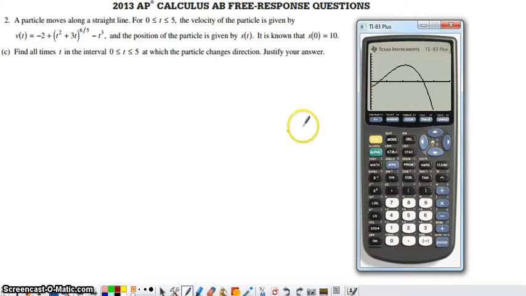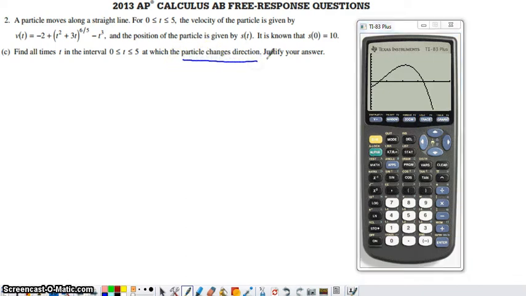And if you think about the graph of velocity and being asked to determine where the particle changes directions, the particle changes directions anytime the rate of change of the position of the particle changes signs. The rate of change of position is velocity. So really, we have a change in direction anytime v of t changes signs. So we're looking for sign changes on the graph of v of t.